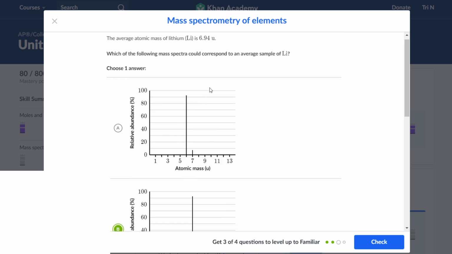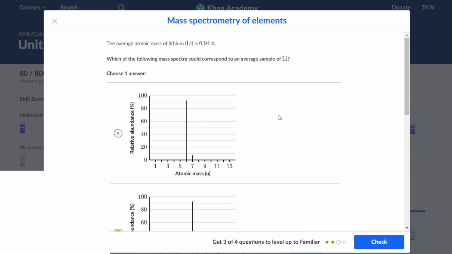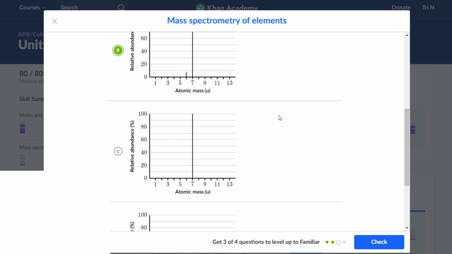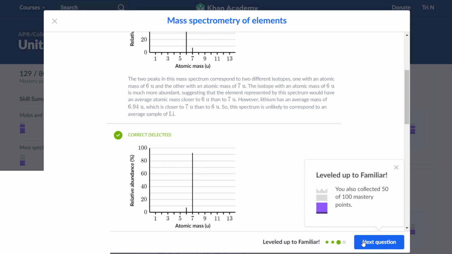With D, we have half and half, 50% at 6 and 50% at 7. So we can calculate this quickly. The average would be 6.5. We have the average of 6.94. So D wouldn't be right. So our final answer should be B. Perfect. There we go.